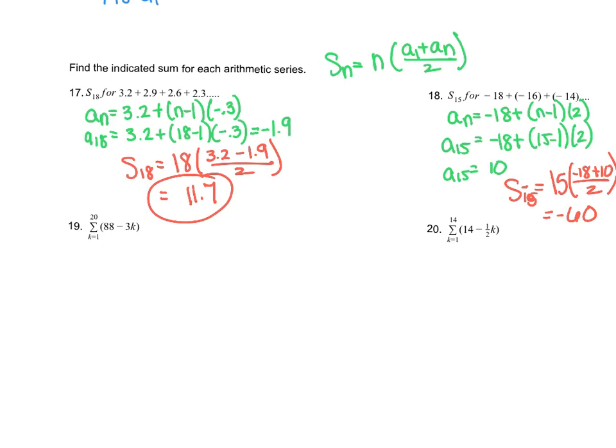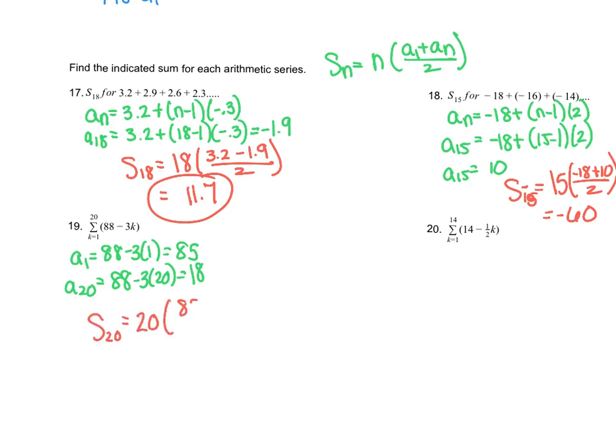My next thing is, here we go. So my first term is 88 minus 3 times 1, which is 85. My 20th term is 88 minus 3 times 20, which is 18. So I'm ready to go. So the sum of the 20 terms is 20 times my first term plus my last term over 2. The answer here is 1030.